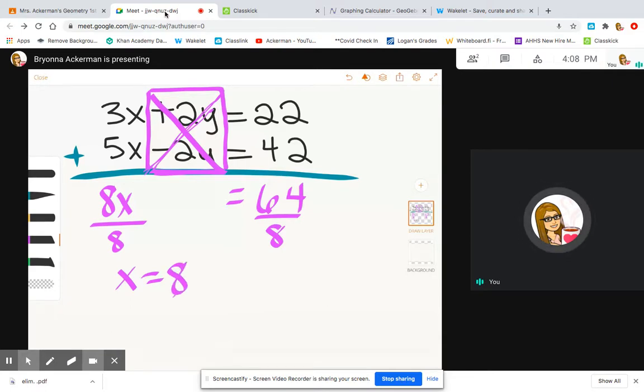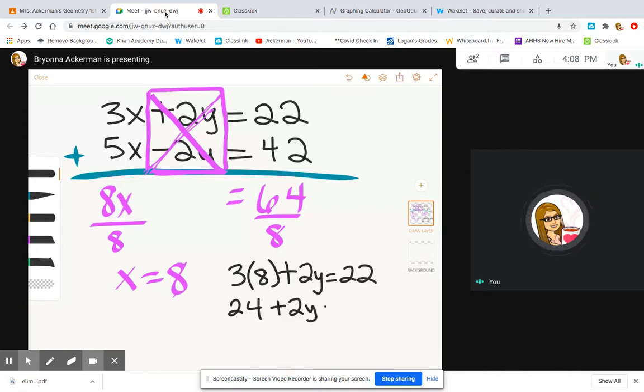Now remember, these answers are an ordered pair. So I do need to go back to one of the problems, and it doesn't matter which one, and I need to substitute x back in to solve for y. So I'm going to just use the top one. It doesn't matter which one, though. So it's 3x. But instead of x, I now know x is 8, plus 2y equals 22. Okay? And so we get 8 times 3. So we get 24 plus 2y equals 22.